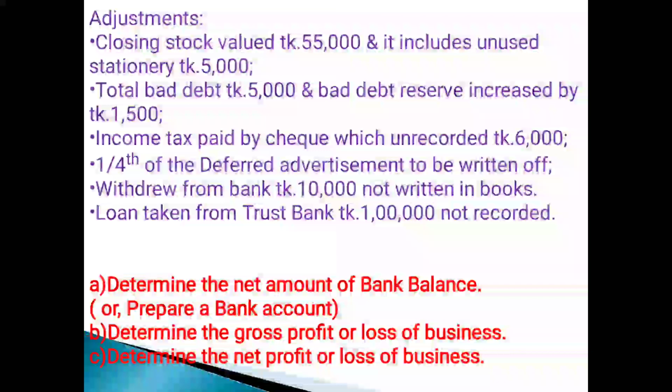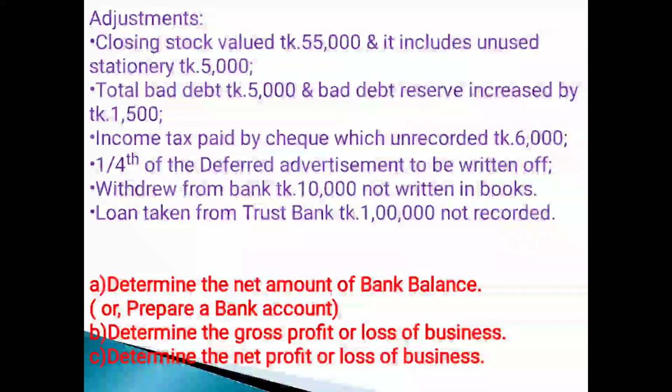And unused stationery: this amount is to be deducted from the amount of stationery in operating expenses. If stationery is not available, then it is deducted from the office expenses or general expenses in operating expenses. Another posting to be shown in current assets in statement of financial position for unused stationery Taka 5,000.